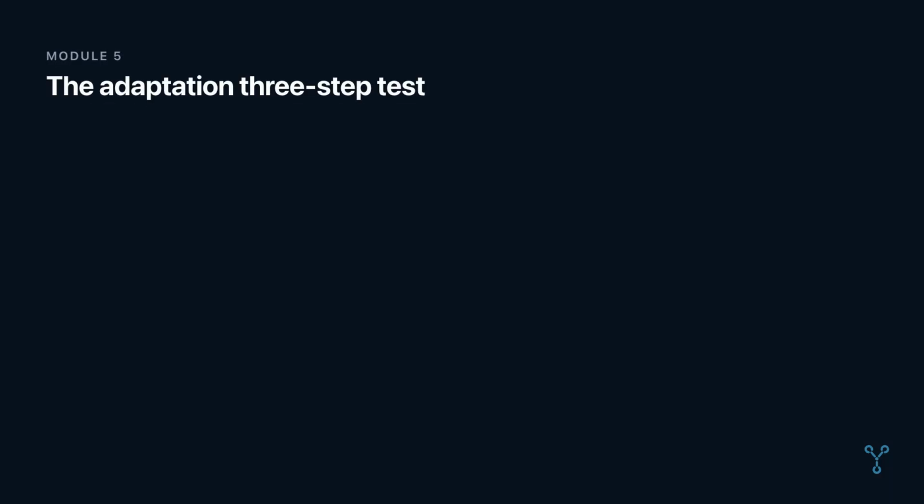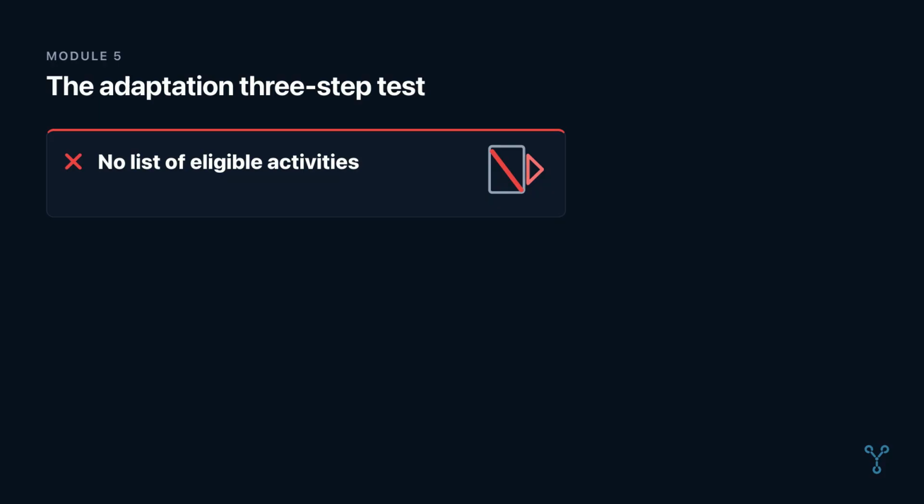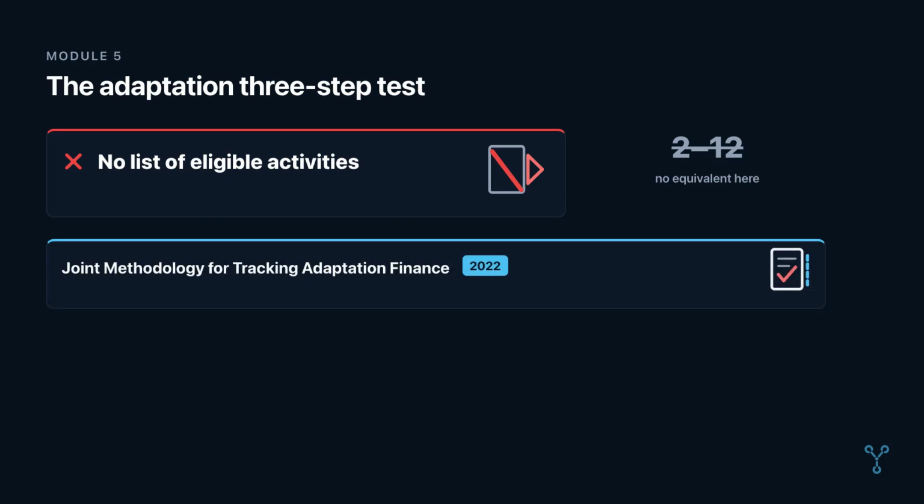Module 5, the Adaptation 3-Step Test. There is no list of eligible adaptation activities. Nothing corresponding to tables 2 to 12 exists on the adaptation side. Looking for one wastes time. The joint methodology for tracking climate change adaptation finance was published in 2022, and it works differently.